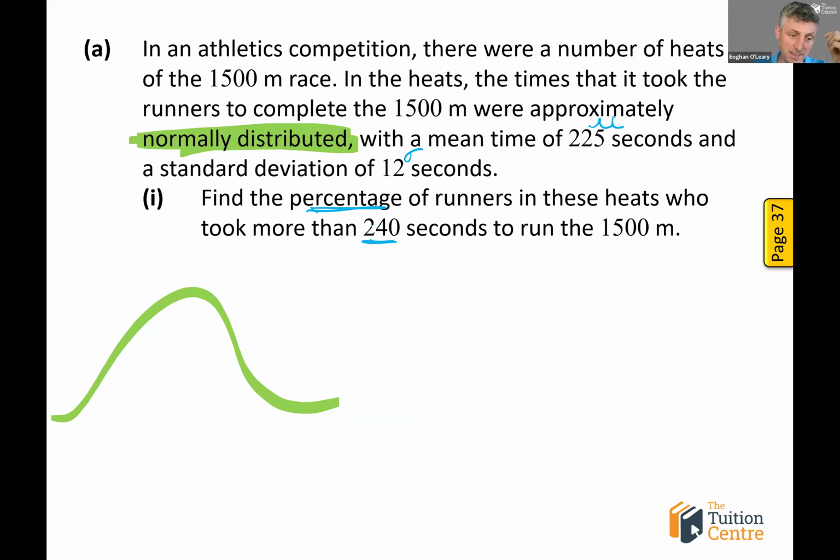Now, people often ask, is this section probability or is it stats? Well, it's kind of both, because you can say find the percentage and it's going to look like a statistic, but it's also kind of finding the probability that any one runner selected at random will take more than 240 seconds. Now, we don't have the stats on this type of running, but we do know about normal distribution.